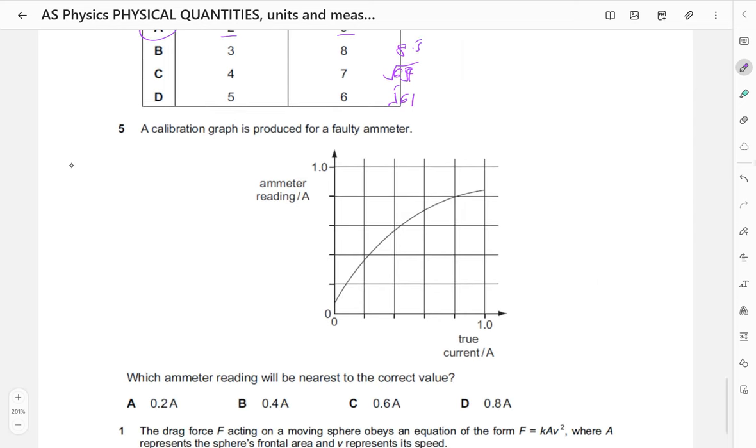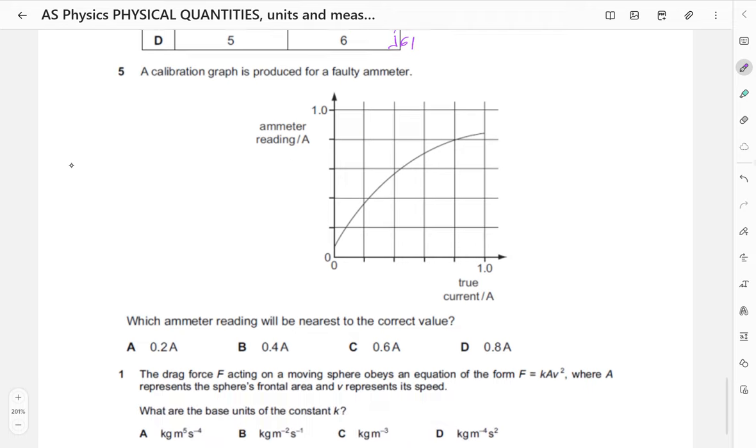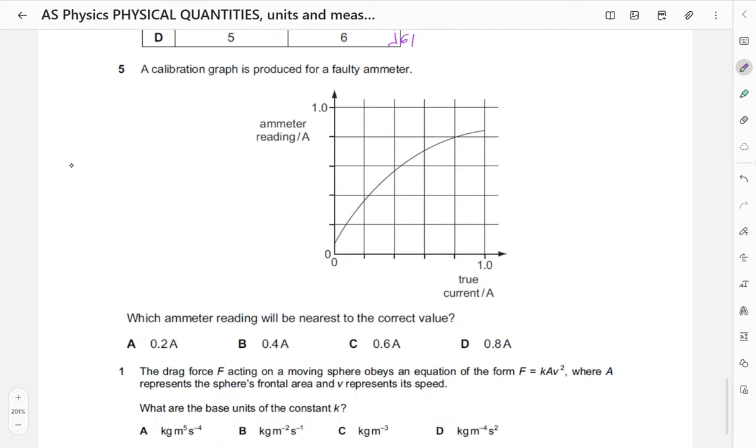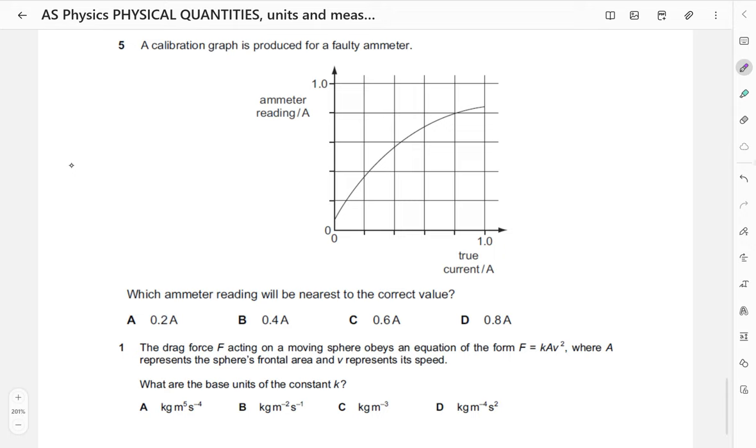A calibration graph is produced for a faulty ammeter. Which ammeter reading will be nearest to the correct value? So we can just check these ammeter readings with the true values. When the ammeter reading is this one, it gives a value which is not equal, which is not 1. When the ammeter reading is this one, it gives a value slightly above 1. Here the scale is 1 divided by 5, that is 0.2.